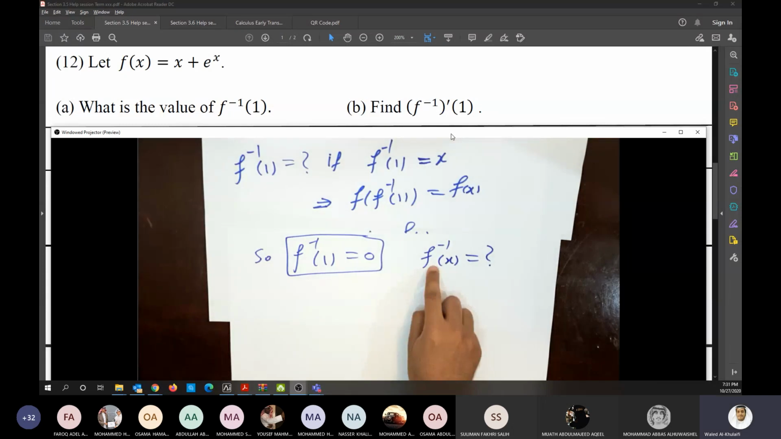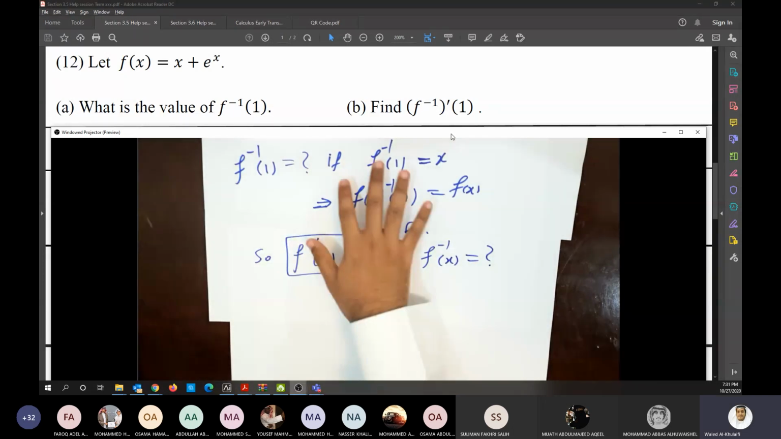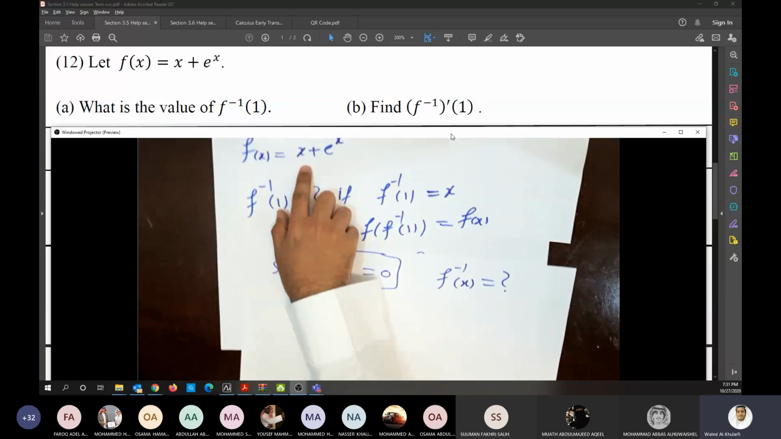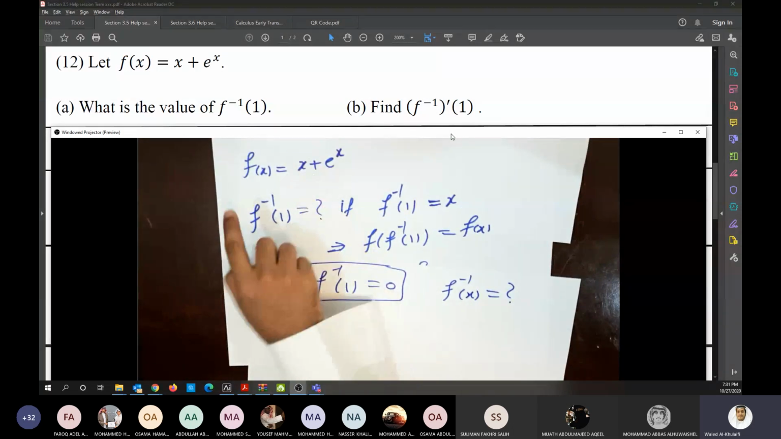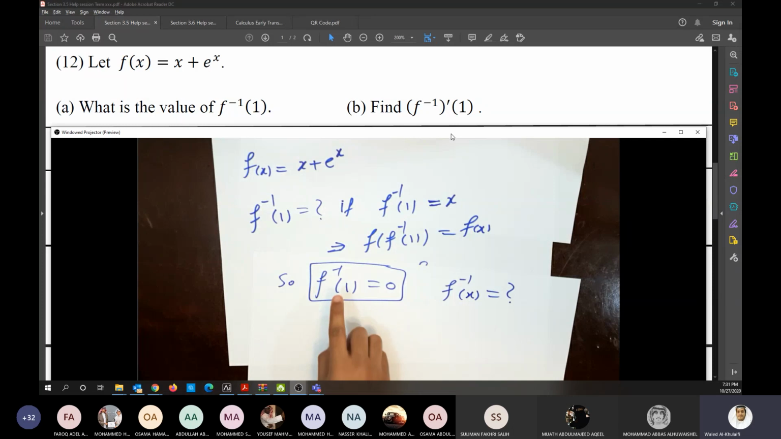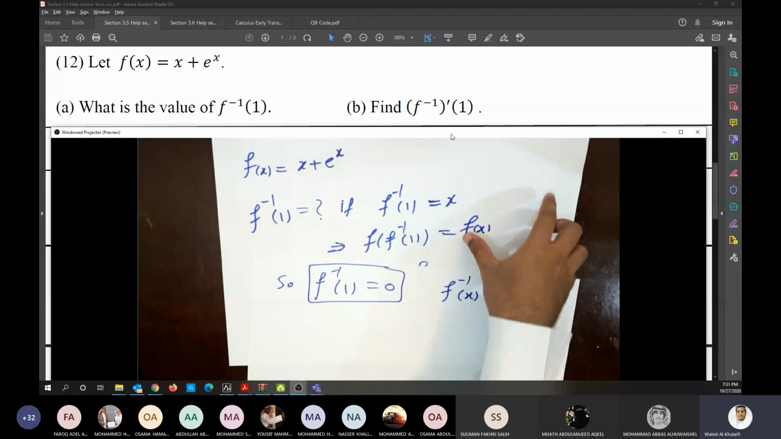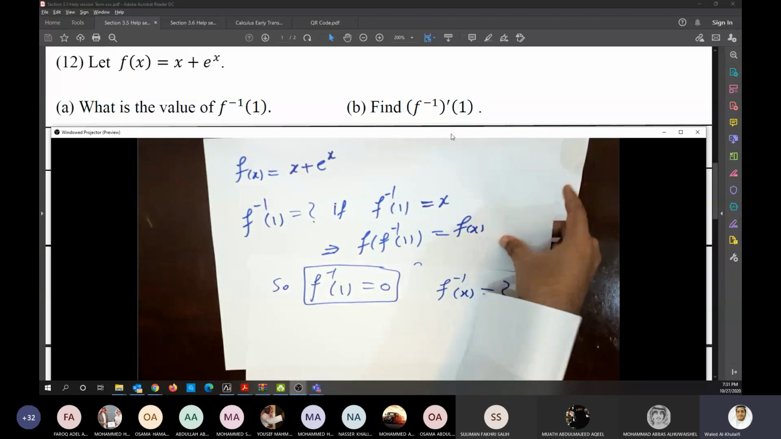Remember this. The inverse of x, I don't know what it is. Why? We said a moment ago that we cannot find the inverse of this. You cannot find the inverse of this. I don't know what it is, but I know one thing about it: f inverse of 1 is equal to 0. Am I clear here? Yes, clear, Doctor. See, now I know something about it, but I didn't know the expression of that inverse, because we found it too difficult to do.